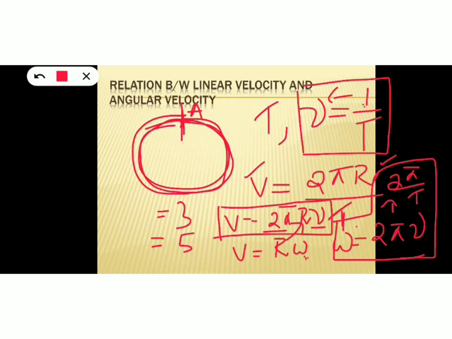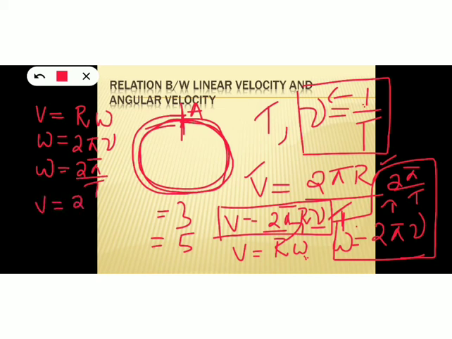So we have studied different relationships here: linear velocity v equal to r omega; angular velocity omega is equal to 2 pi nu, where nu is the frequency; also angular velocity omega equal to 2 pi by T, where T is the time period; and also linear velocity v equal to 2 pi r nu. So these are the important relations that you should always remember related to uniform circular motion.